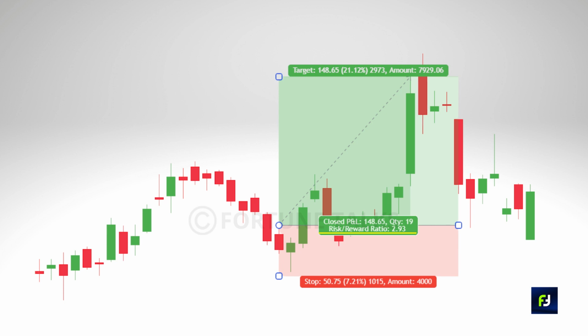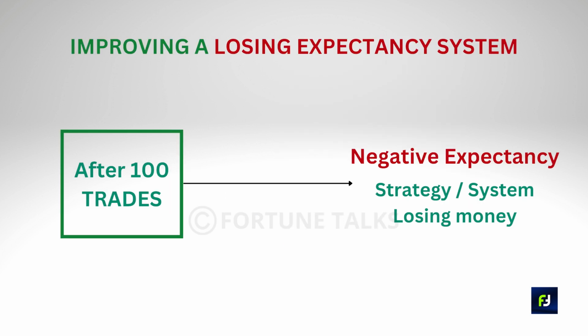As I have mentioned in the beginning of the video, in order to calculate the expectancy of your trading strategy or system, you need a minimum sample space of trades between 30 to 100. Let's say after 100 trades, you calculate the expectancy and find out that you are still losing money or your system is a negative expectancy system.